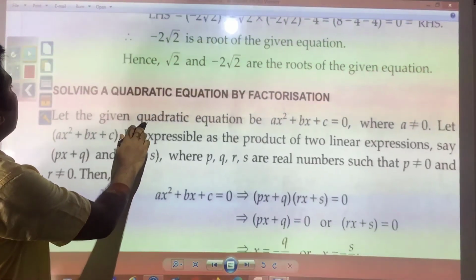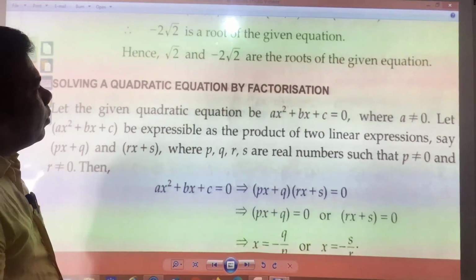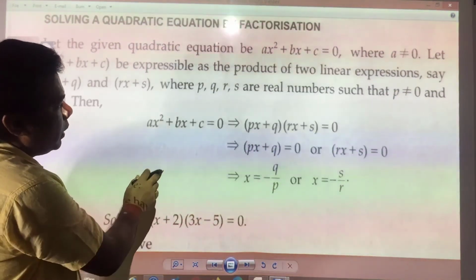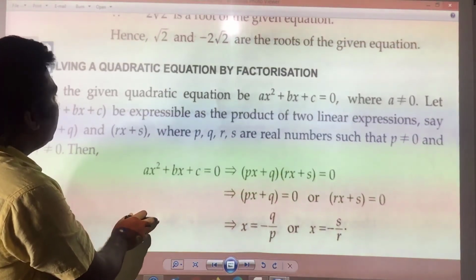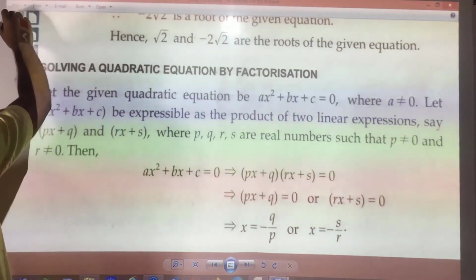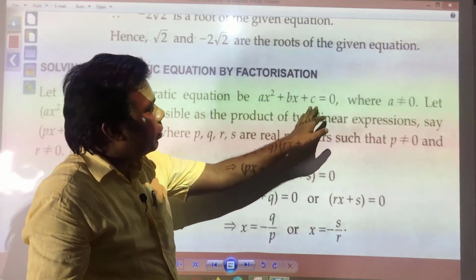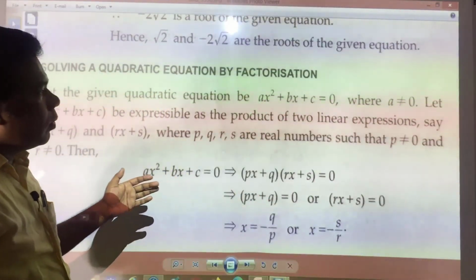Next we will see solving a quadratic equation by factorization. Already in class 9th you have studied how to factorize a number. Here you see, let the given quadratic equation be ax square plus bx plus c is equal to 0, where a is not equal to 0.